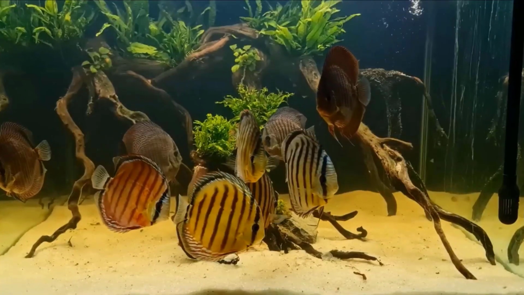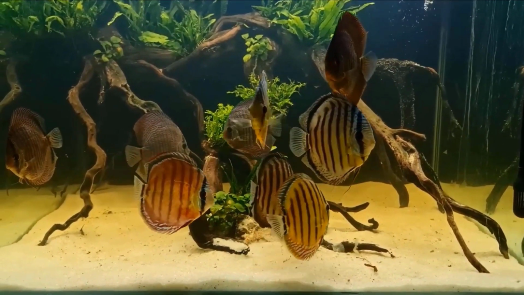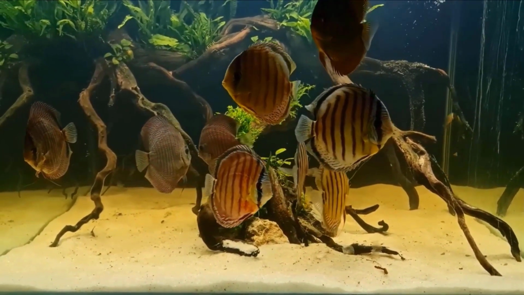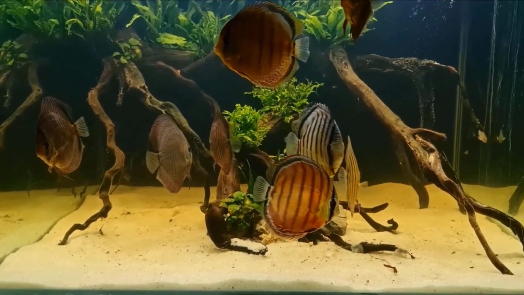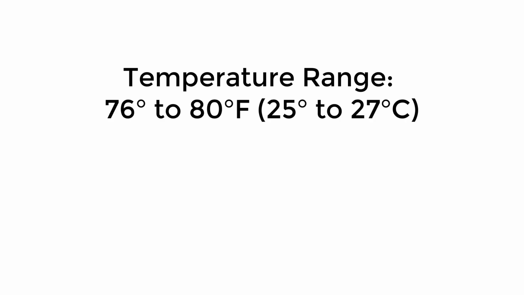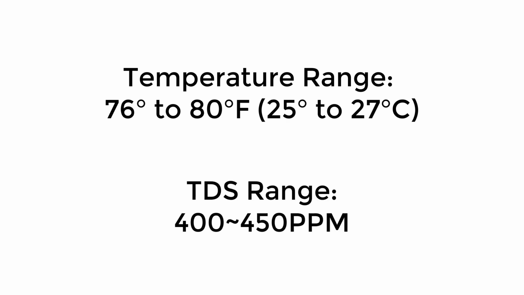But for aquariums and aquatic life including fish, the most important parts are the water temperature and TDS. For an aquarium, the good temperature range is 25 degrees Celsius to 27 degrees Celsius. Similarly, the recommended TDS is 400 ppm to 450 ppm for most freshwater fish.